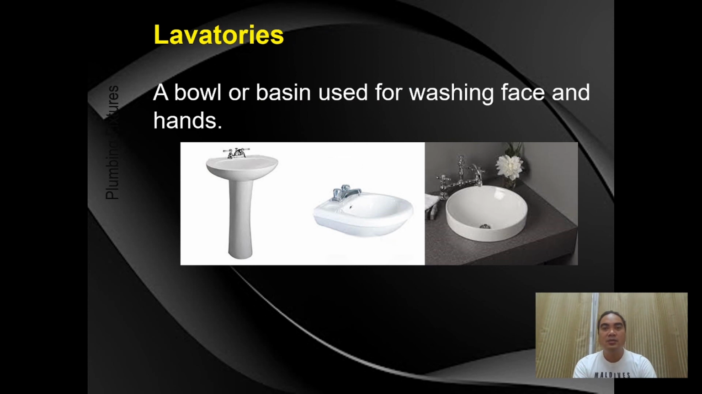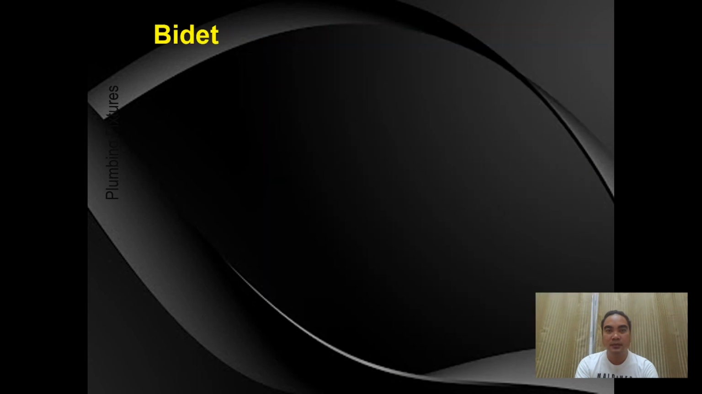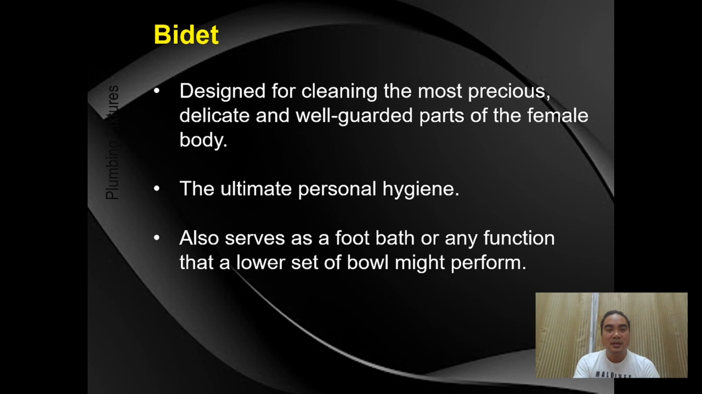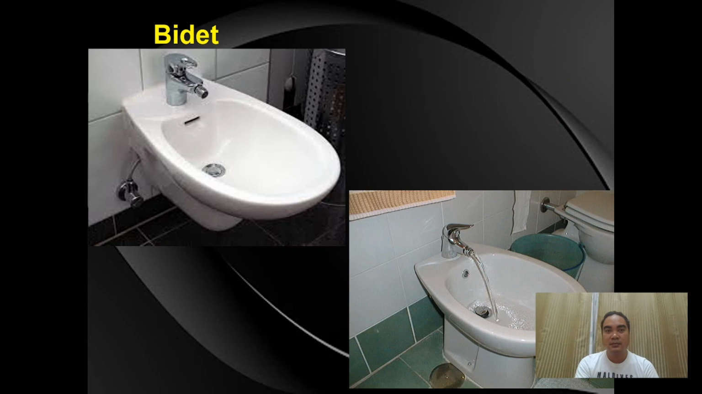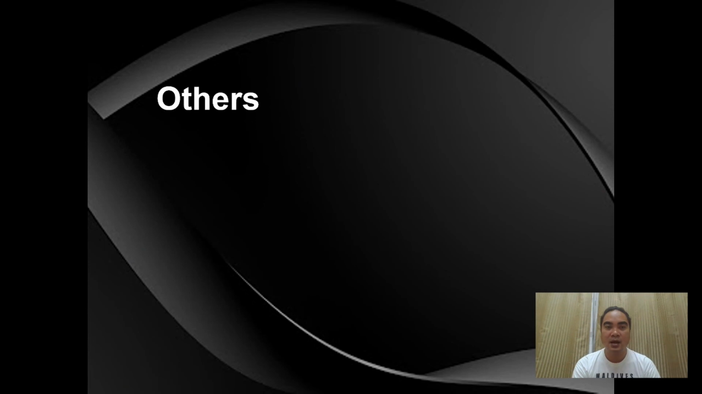Lavatories. A bowl or basin used for washing face and hands. Bathtubs. Bidet. Designed for cleaning the most precious, delicate, and well-guarded part of the female body. The ultimate personal hygiene. Also serves as a foot bath or any function that a lower set of bowl might perform. Urinal. Kitchen sink. Others. Grease trap.